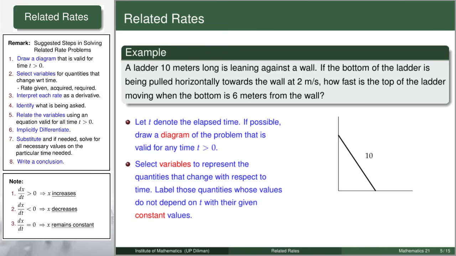And that is, one good way to select variables is to look at the rates given, rates acquired, and rates required. When I mean rate given, it means that there is some rate in the problem and I need to have a variable that represents it. In this case, 2 meters per second. Now, 2 meters per second is the movement of this point here going to the left. And I got that direction because of the statement being pulled horizontally towards the wall.